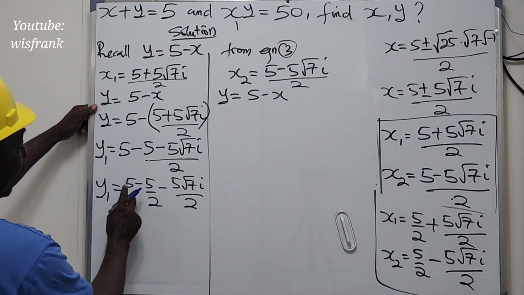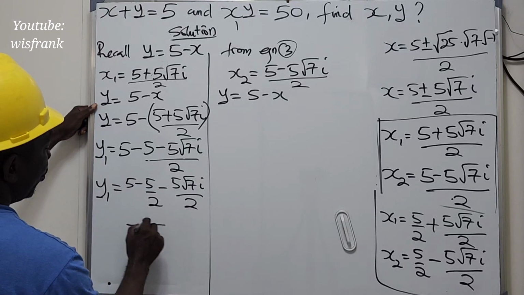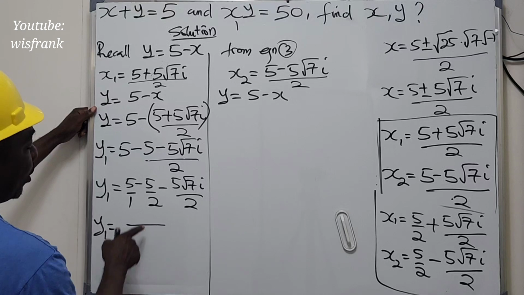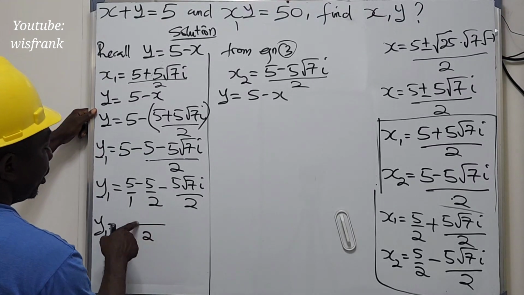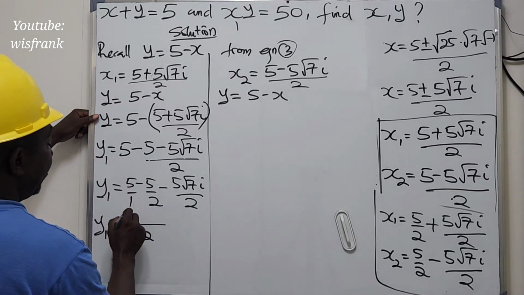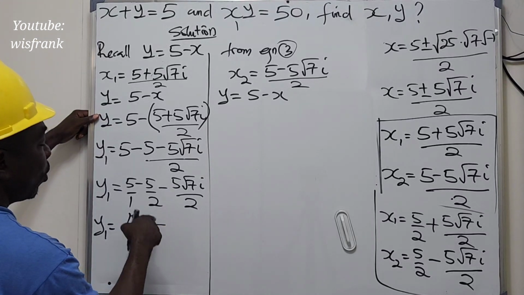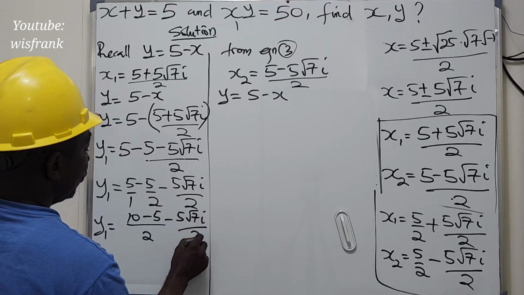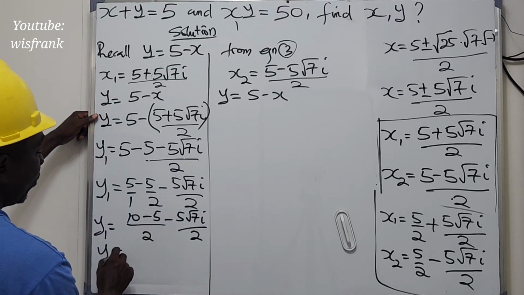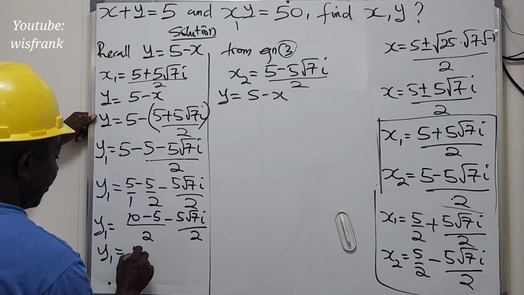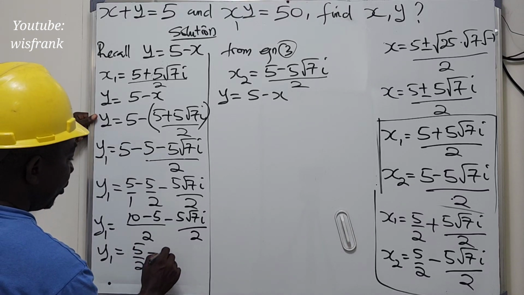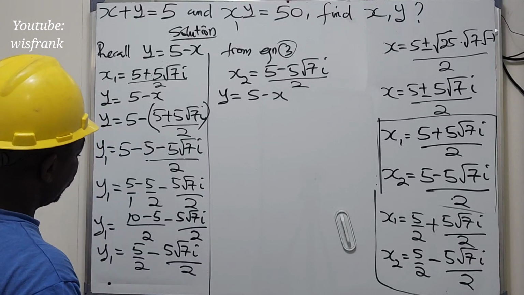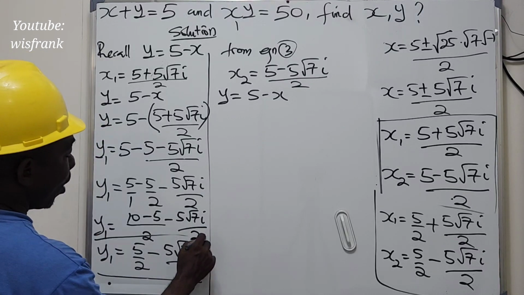So having the LCM of these two, we have y1 equals, this is the same thing as 5 all over 1. LCM of 2 and 1 is 2. Then 2 divided by 1 is 2, 2 times 5 is 10. Minus 2 divided by 2 is 1, 1 times 5 is 5. Minus 5 root 7i all over 2. So y1 equals 10 minus 5 is 5 all over 2 minus 5 root 7i all over 2. So this is what we have for the value of y1.